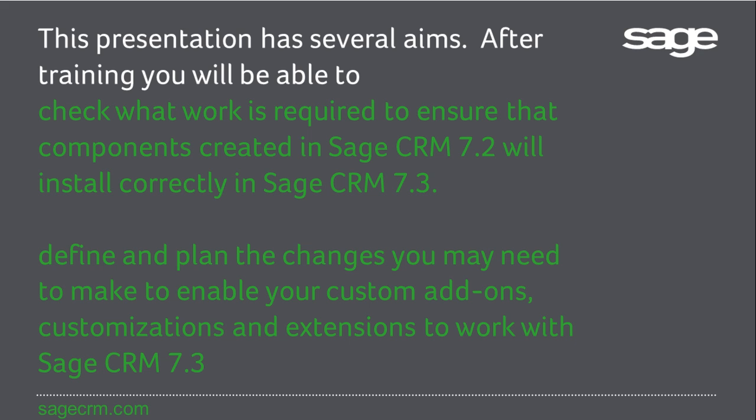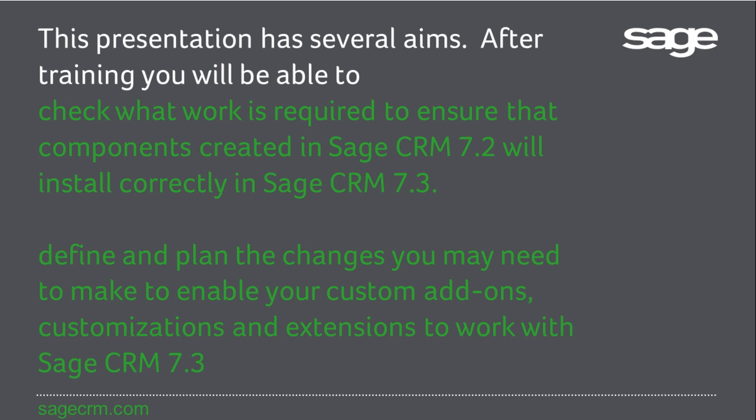The 4 videos of this deep dive together aim to meet 2 main objectives. You need to be able to check what work is required to ensure that components that were originally created in Sage CRM 7.2 will install correctly in Sage CRM 7.3. Now, you may find that you need to do work on the ES and ECF files, as well as any other files that are included within the component.